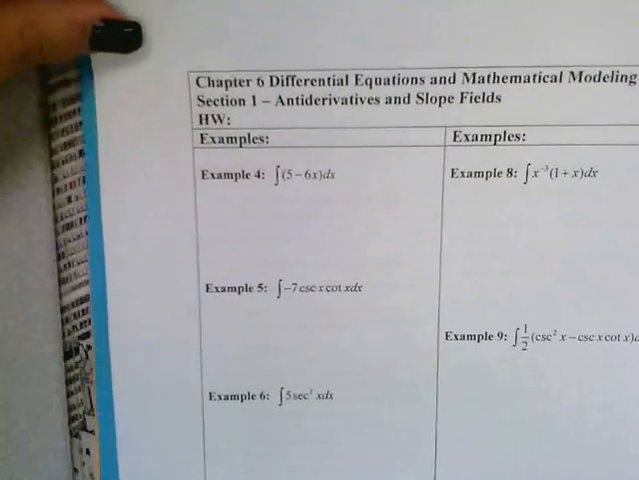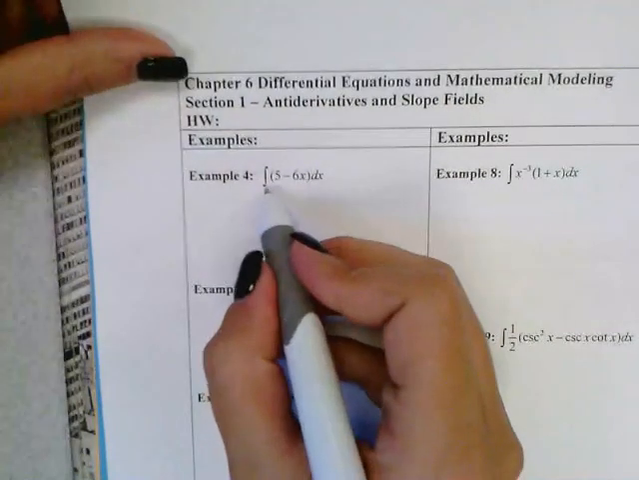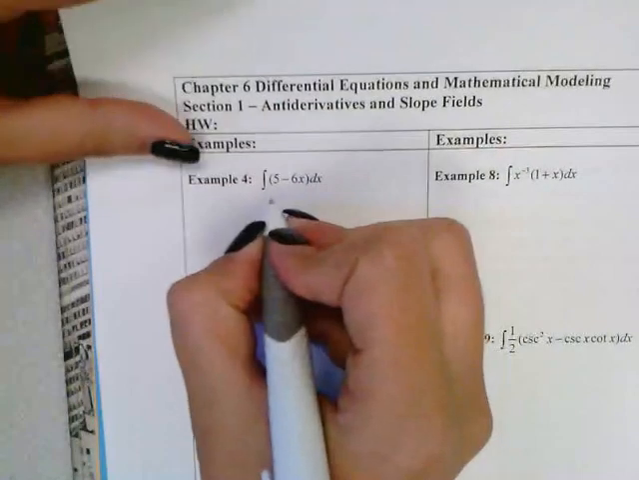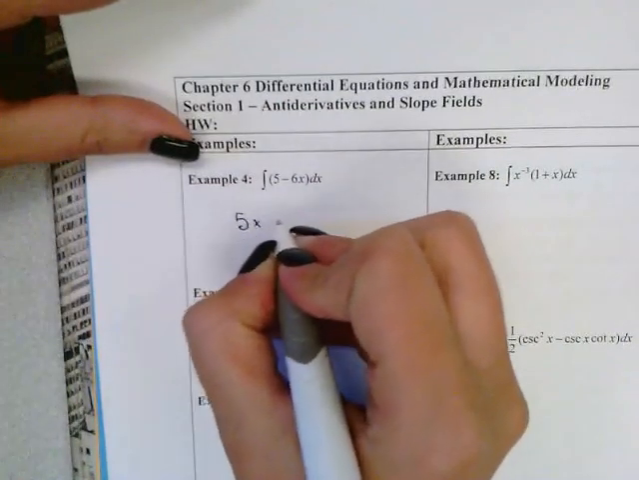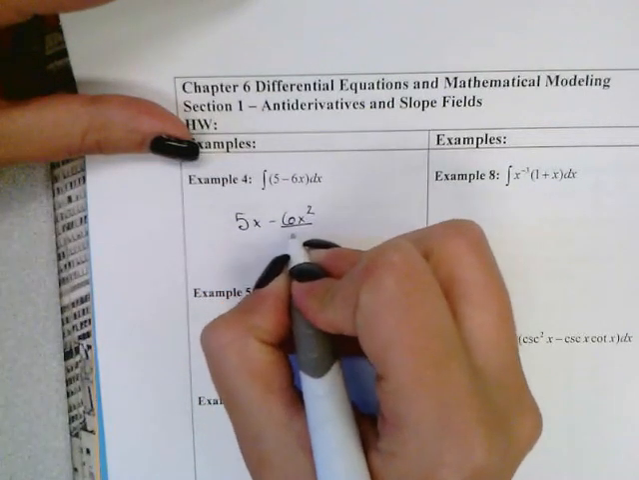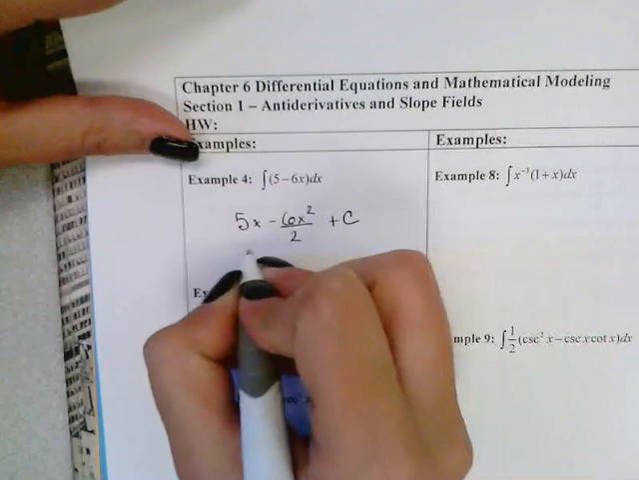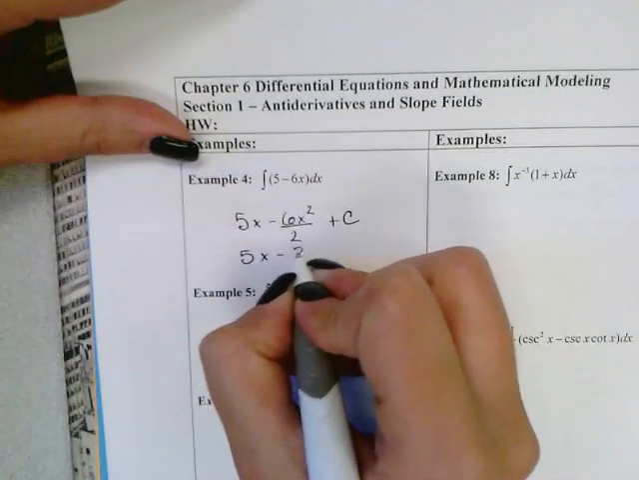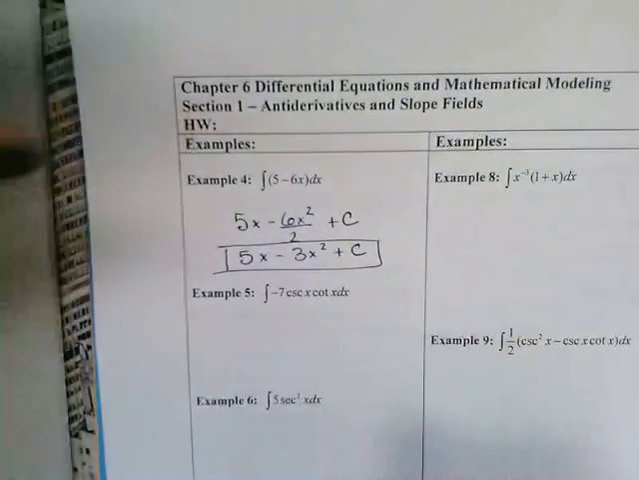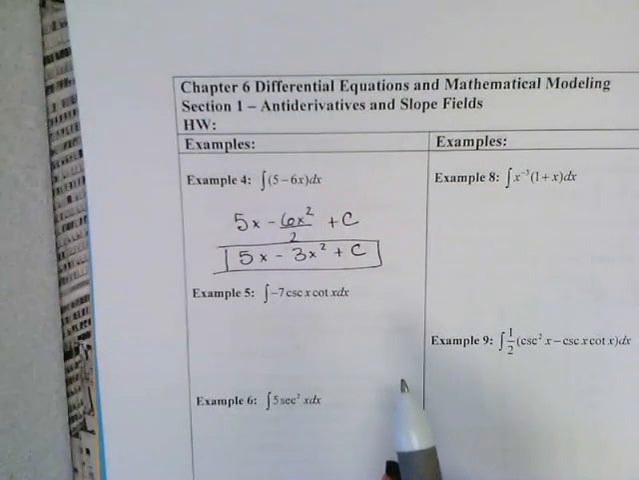Alright, I'm not going to go through all of these problems, but you guys know how to integrate. We've been integrating with definite integrals. So here we're going to integrate with indefinite integrals. So basically this is 5x minus 6x squared divided by 2 plus c. Clean it up, you get 5x minus 3x squared plus c. See, at this point, if you forget that plus c, then you're kind of screwed. Okay, you can't forget the plus c in an indefinite integral.